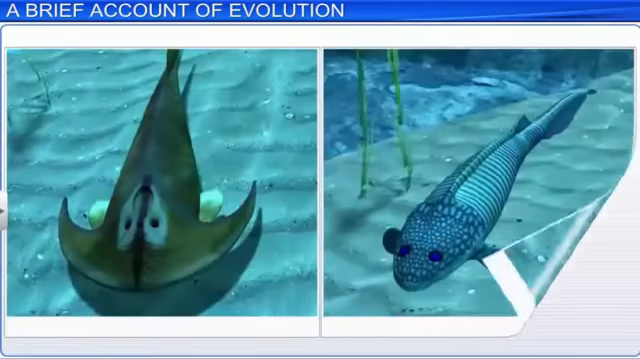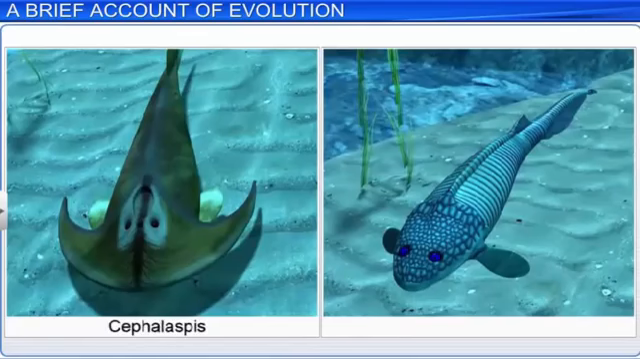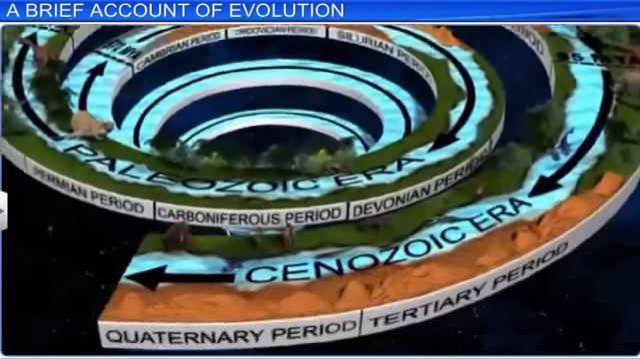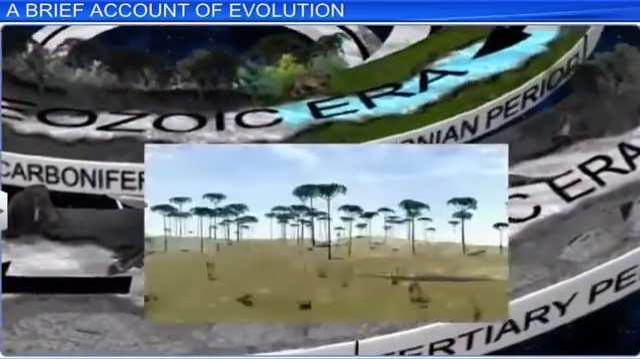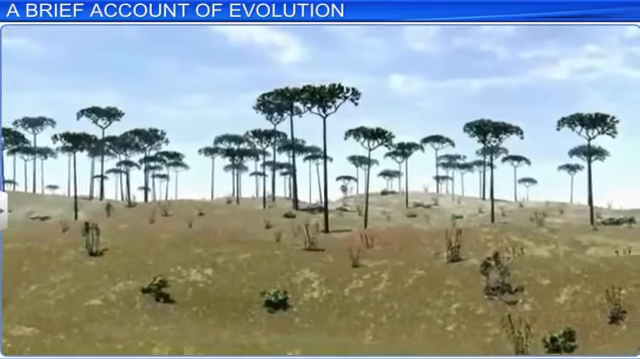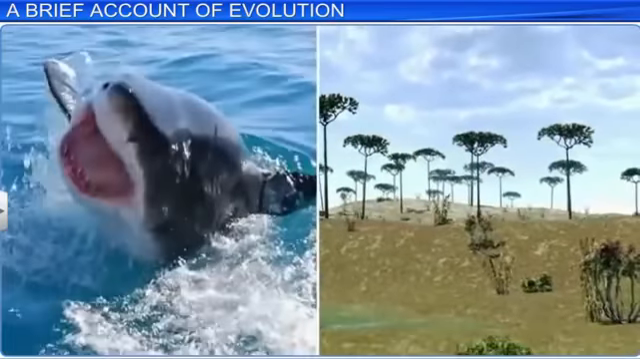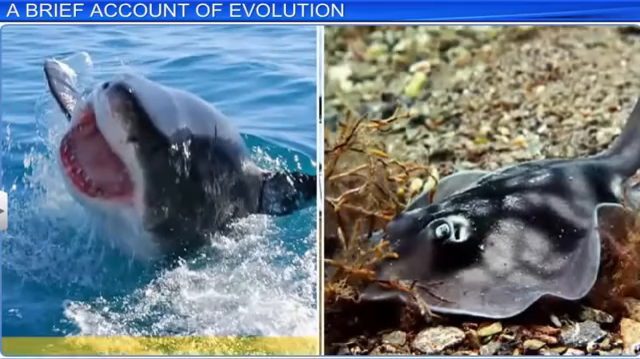For example, Cephalaspis and Hemicyclaspis. Next came the Devonian period, in which plants grew in profusion and covered a large part of the land. This period also witnessed a rapid evolution of fish such as sharks and rays.